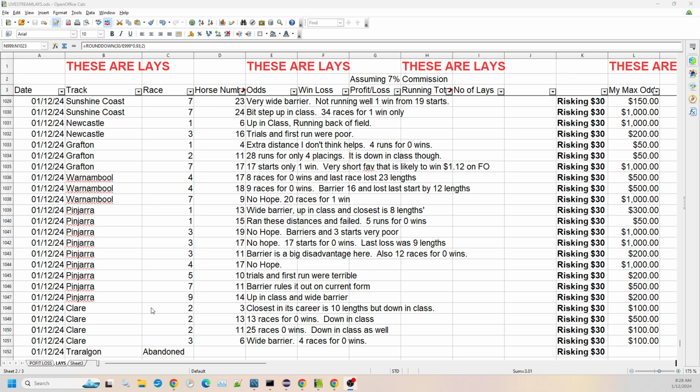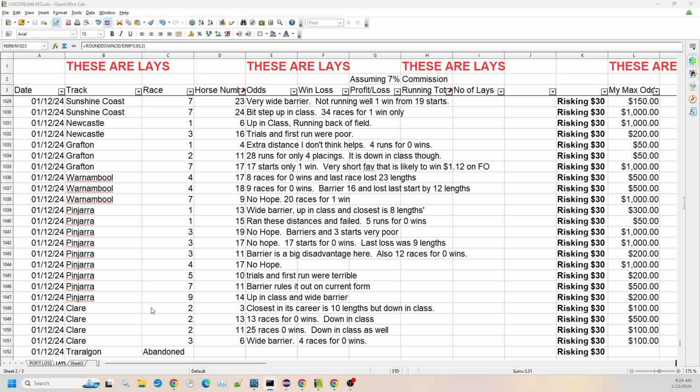Pinjarra Race 7, number 11. The barrier is very wide, and it's not running well enough to overcome that, and its running style just doesn't seem to fit. I'm willing to go up to the $500 on that horse. And Pinjarra Race 9, number 14, it's up in class and it's in a wide barrier, so I'm willing to go up to $200. Bit of a theme with wide barriers at Pinjarra.